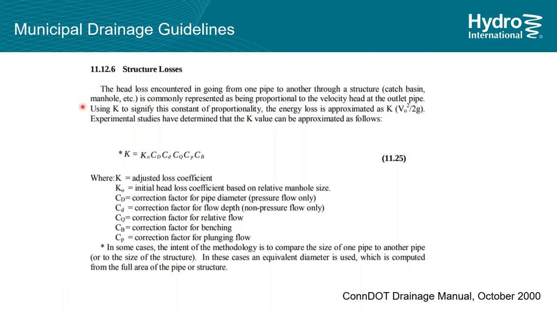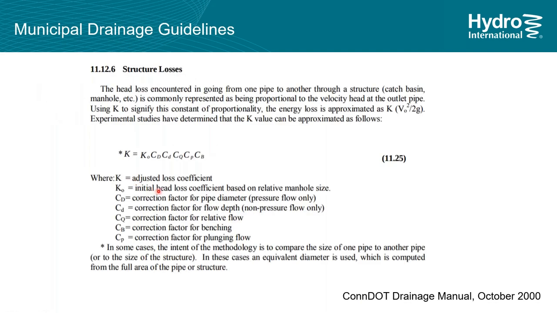So this is something I snipped from the Connecticut DOT drainage manual. And you can see here, they're talking about, here's our K times V squared over 2G. And they're saying for a K value, you can use an initial head loss coefficient that they are going to define for you, times a pile of correction factors. And all these things came from empirical data that was pulled from a lab experiment somewhere, and it ends up in this drainage manual.